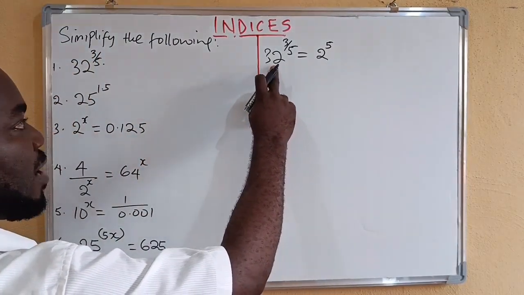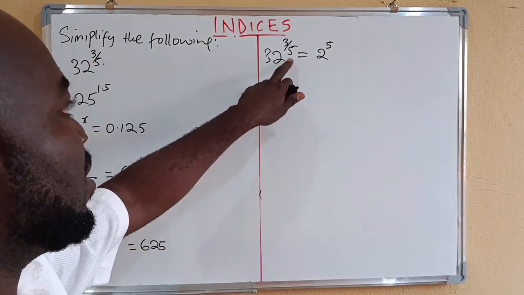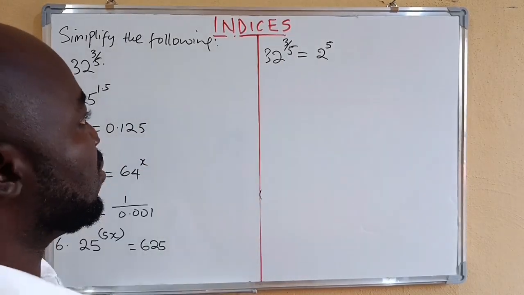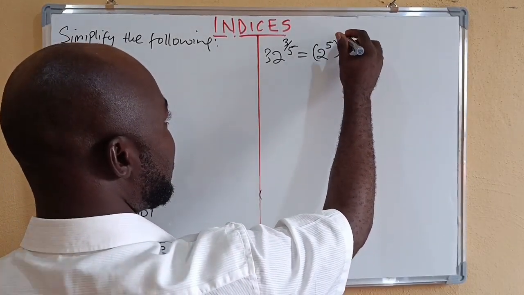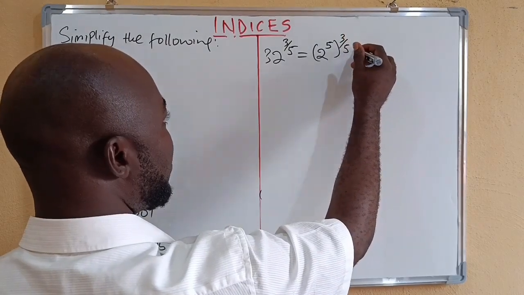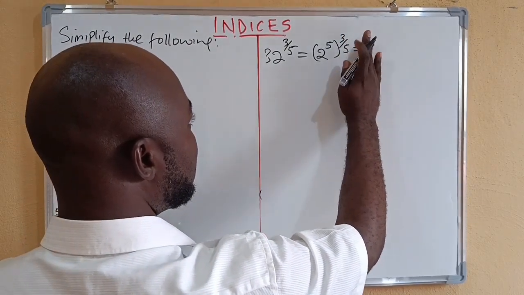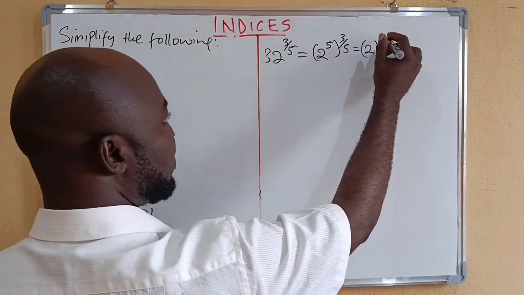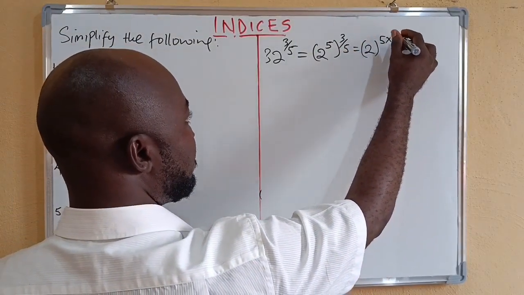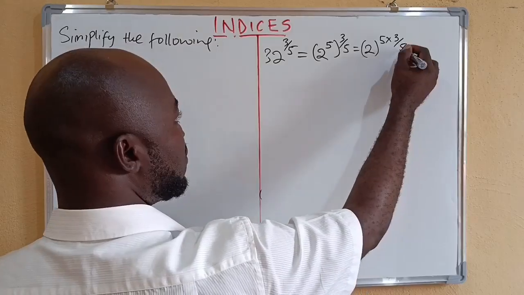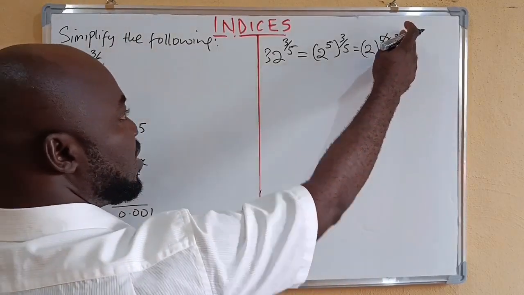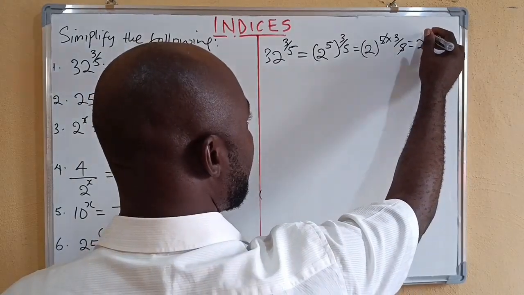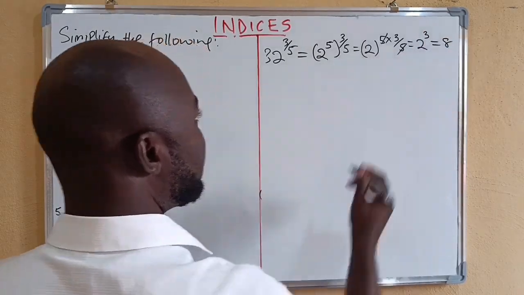I want to make sure that when I convert my base and have a power, it must tally with the denominator of the fraction. So this will be equal to 3 over 5. So what I'll be having here is 2 to the power of 5, then this 5 will multiply this 3 over 5. So this will cancel this. So my 2 will be raised to the power of 3, and that is 8.